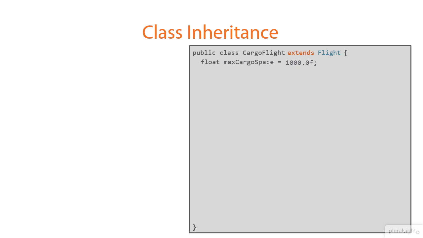So as a cargo flight, maybe things we want to keep track of is how much cargo space we have. So we'll say our cargo flights have 1,000 cubic feet of cargo space. And of course we want to keep track of how much of that we're using. And so we'll just go ahead and add some methods to this. So we'll have a method to make sure we have enough space for whatever the size is of what we're trying to add.